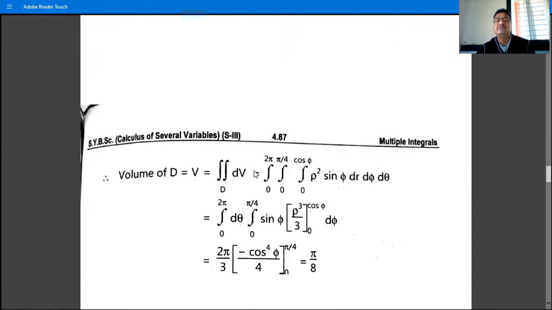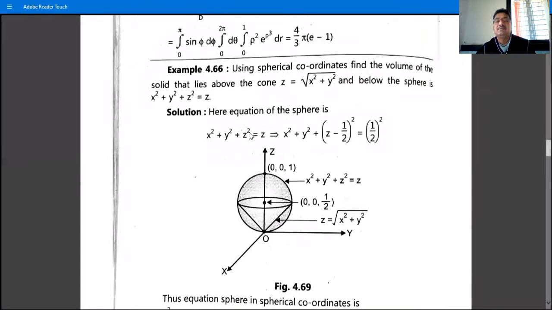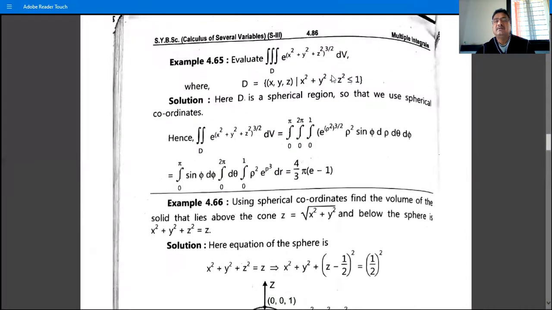x square plus y square plus z square here is equal to what? If we solve x square plus y square plus z square, then it is r square or rho square, right? The notation is rho or r square. So x square plus y square plus z square is r square, raised to 3 by 2, and the integration from 0 to 1, 0 to 2 pi.